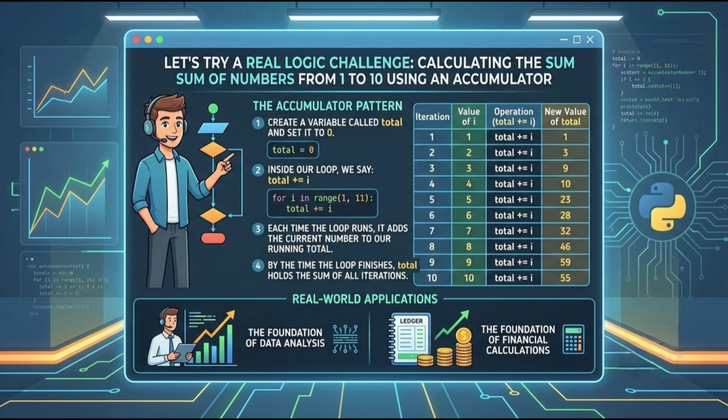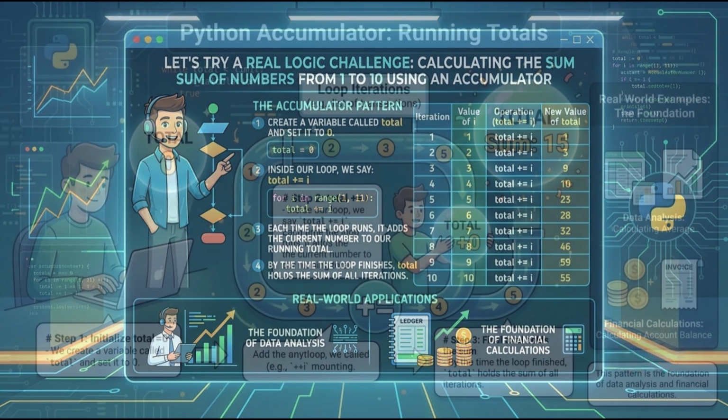Let's try a real logic challenge. How do we calculate the sum of numbers from 1 to 10? We use an accumulator. We create a variable called total and set it to 0. Inside our loop, we say total += i. Each time the loop runs, it adds the current number to our running total. By the time the loop finishes, total holds the sum of all iterations. This pattern is the foundation of data analysis and financial calculations.